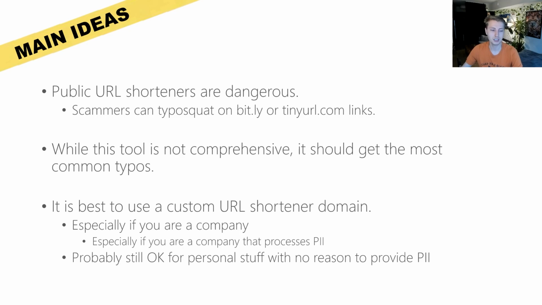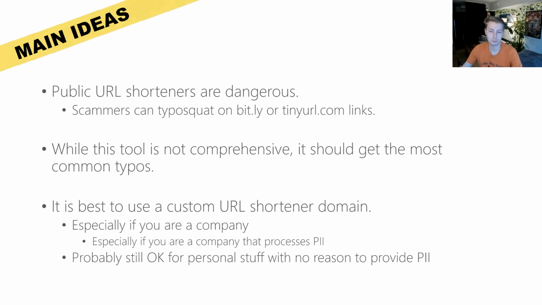If you are a company, it's best to use a custom URL shortener domain. Both Bitly and tinyURL support using custom domains in their tools. Microsoft is probably the best example of this with aka.ms. This prevents anyone else from controlling that domain or registering typos, registering URL shortener links on that domain, which prevents users from making typos and alternatively being redirected somewhere else.